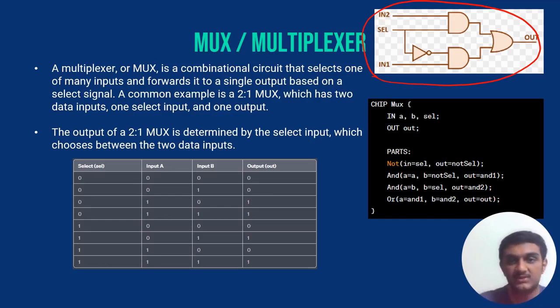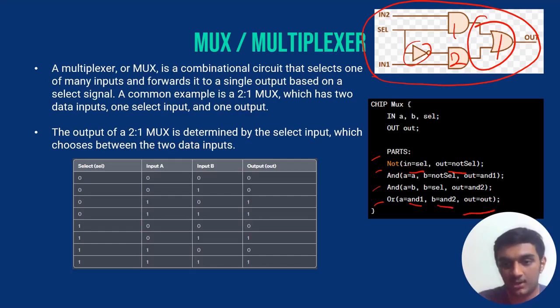Since it has two AND gates and one OR gate, as you can see, we have four parameters here: a NOT gate, two AND gates and an OR gate. Based on the connections, we are just giving the parameters here, like input, select and not select. Let's take this part for example. We need the outputs of the first AND gate and the second AND gate in the OR gate. So in the OR gate we have AND1 and AND2, and finally we get the output, which is the mux output. So basically this will be output by the NAND2TETRIS software.